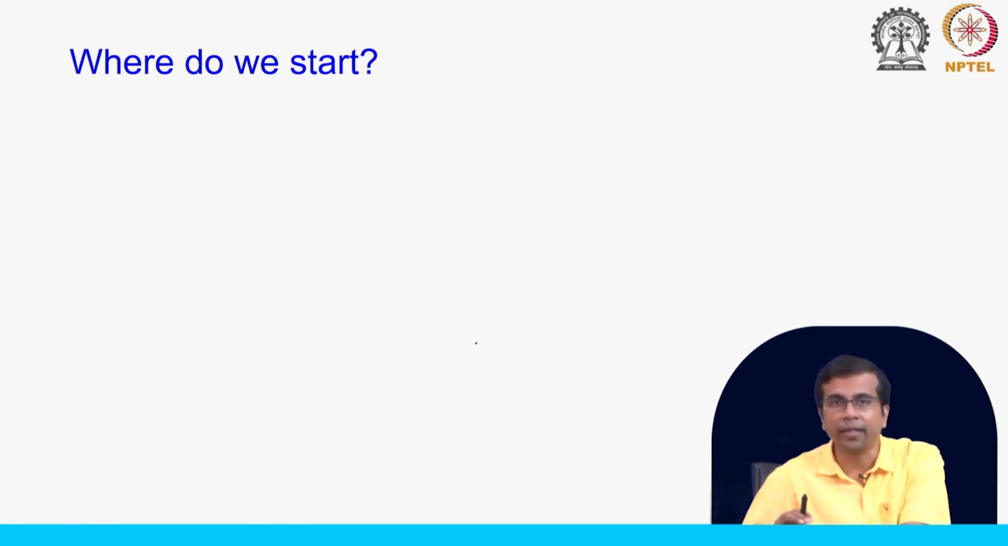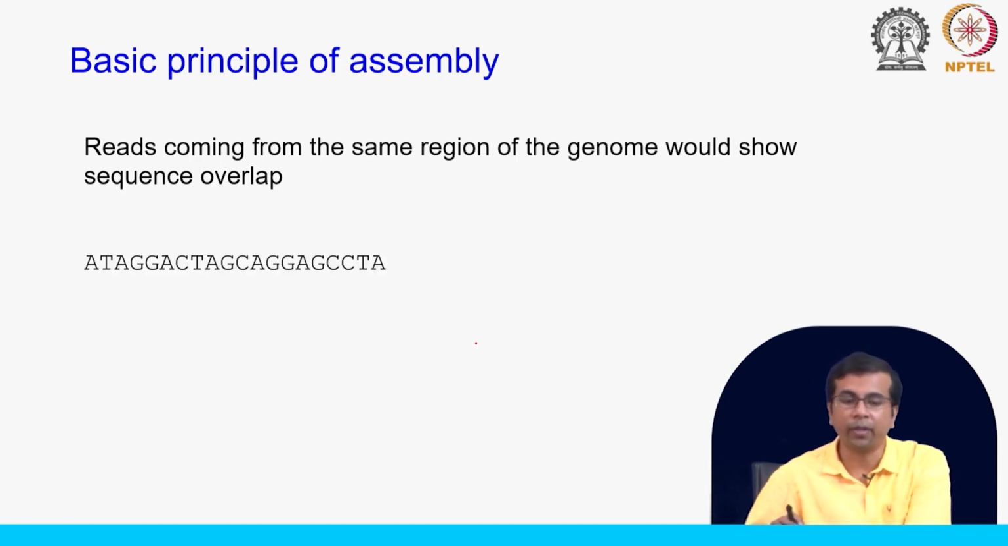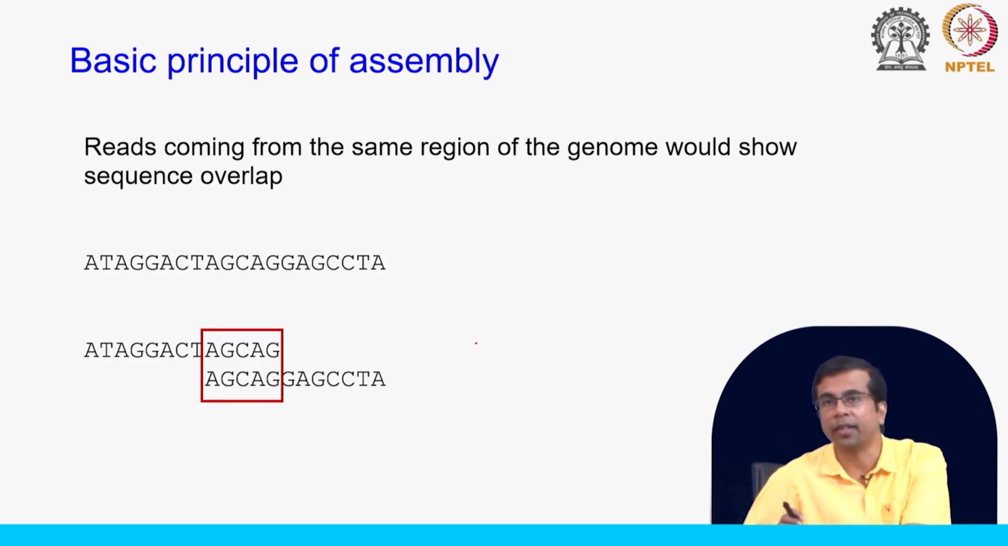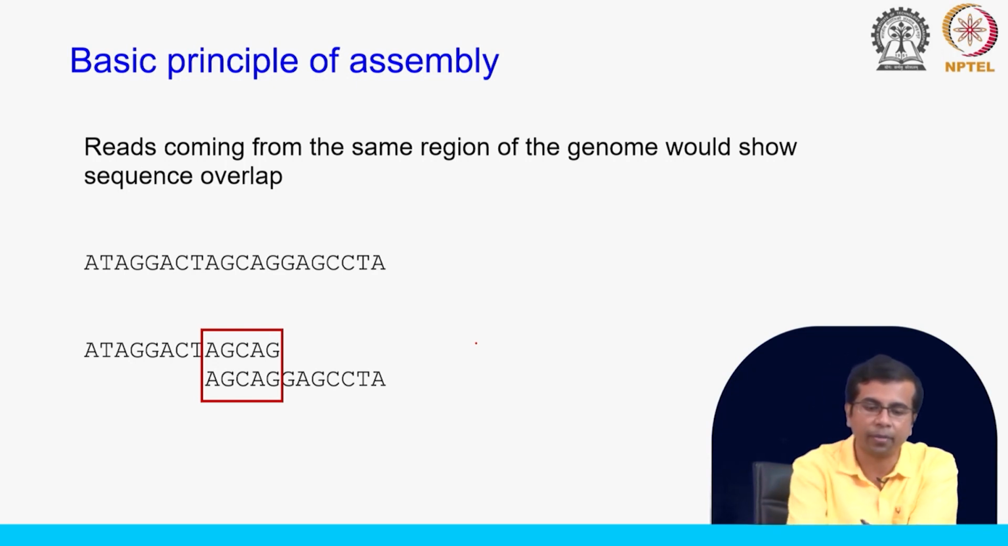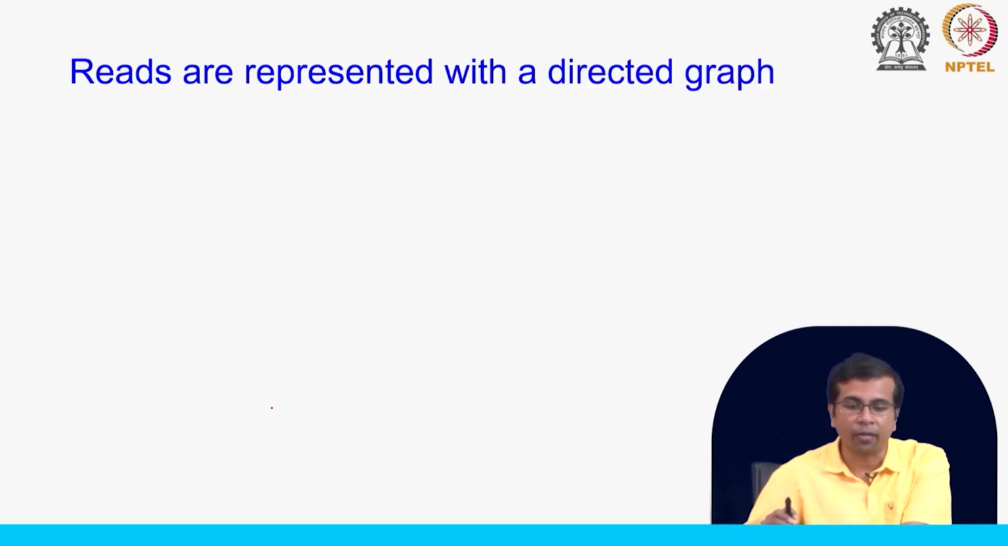As you can probably guess, we start with the overlap part. If we have reads coming from the same region of the genome, they are likely to show sequence overlap. So, if you take a fragment from a genomic region and you have two reads coming from this same region, they are likely to show overlap, and in this example you can see this overlap, AGCAG, this part is overlapping between these two. With this idea we can now continue.